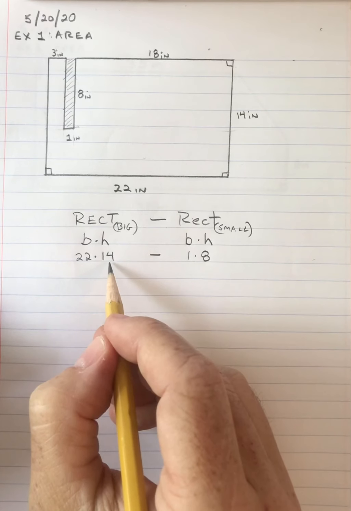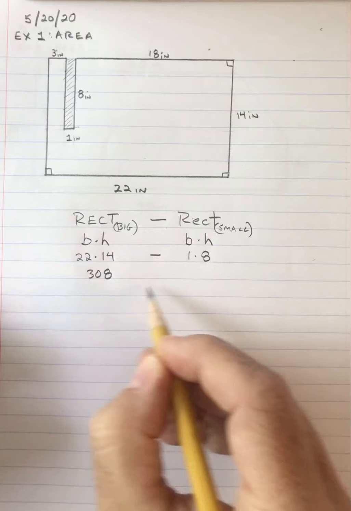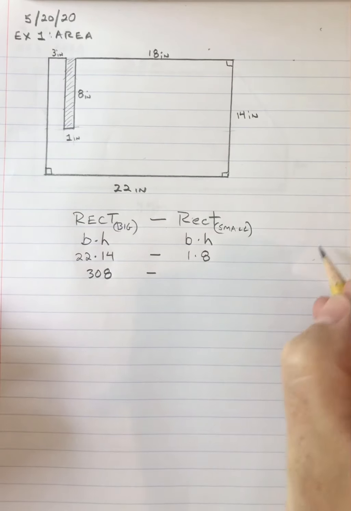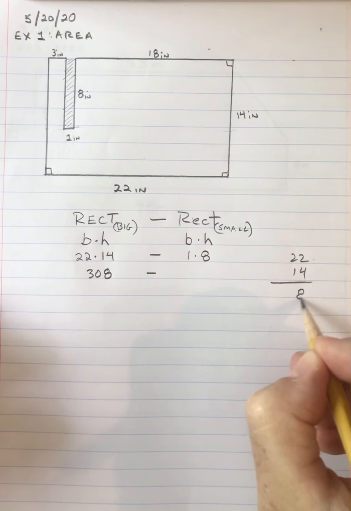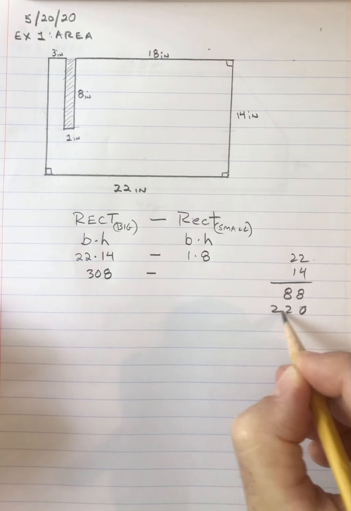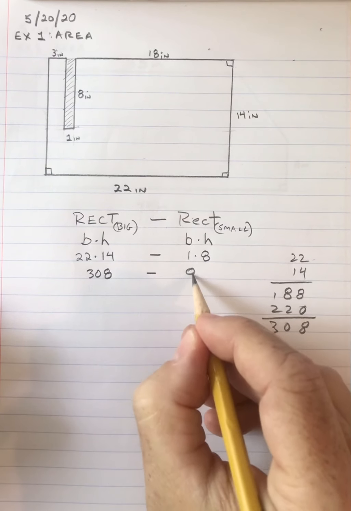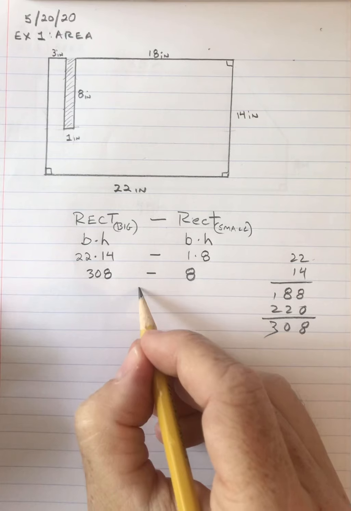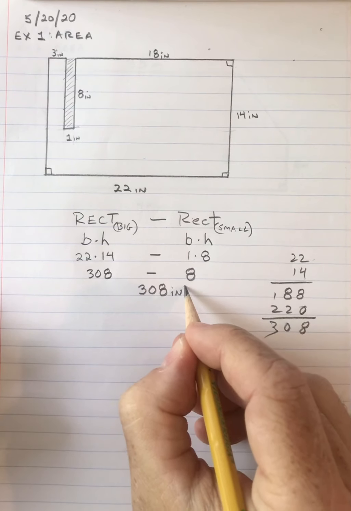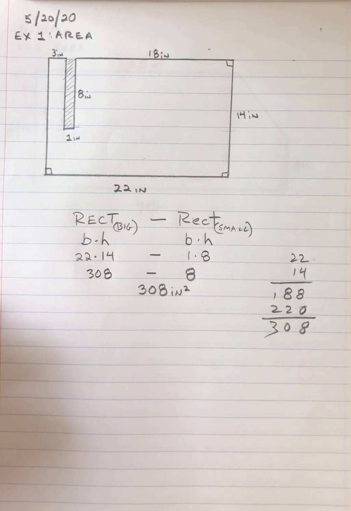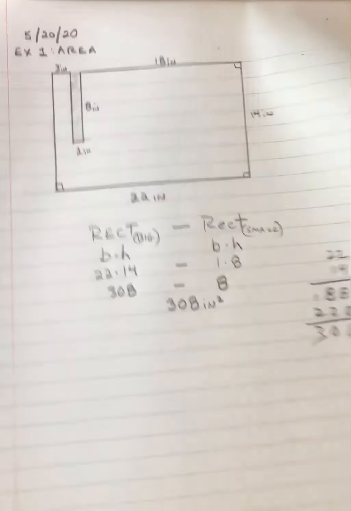Okay, 22 times 14 is 308, I believe. I better come over here and do that. Let's see, 22 times 14 is 88, 22 and 220, 308. Okay, and 1 times 8 is 8. All right, so obviously this is 308. And again, we're using inches because we're talking about an area. All right, second example.